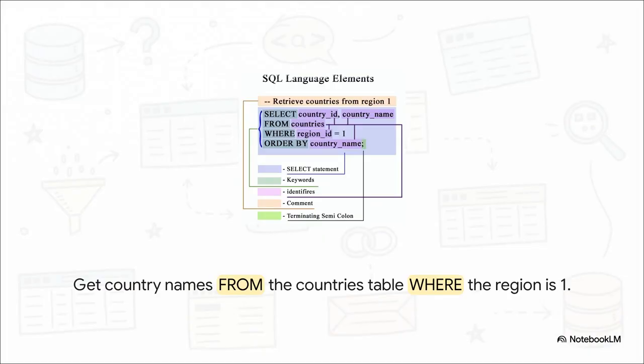Here's a perfect example in action. We are literally telling the database, hey, select the country ID and the country name from the countries table, but only give me the ones where the region ID is 1. It's simple, it's powerful, and it's perfectly clear.